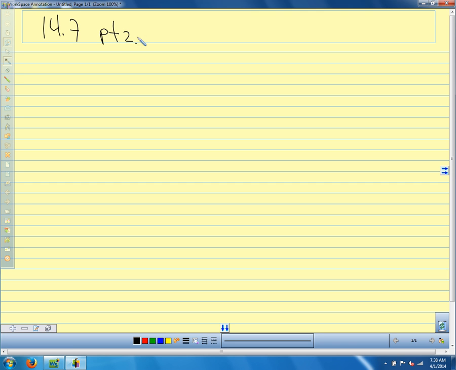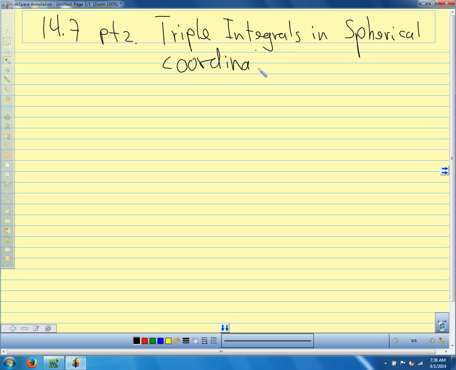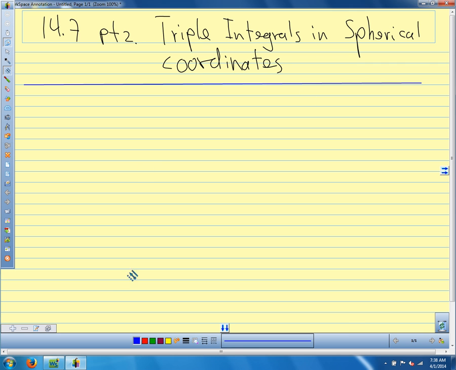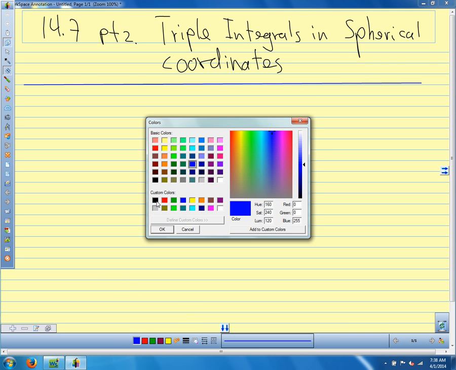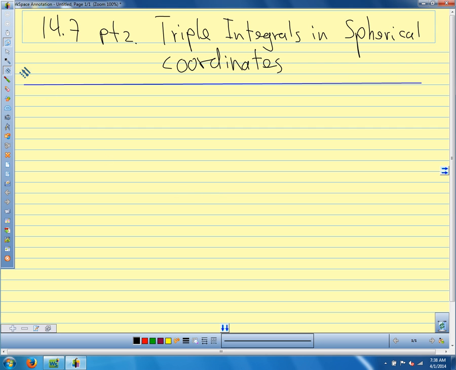So part 2, 14.7, spherical coordinates, triple integrals. All right, so a quick reminder about spherical coordinates, just so we get back in our heads how they work.